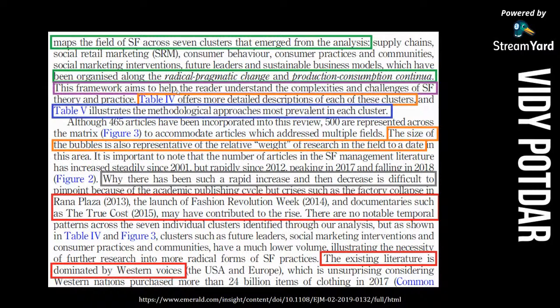This framework aims to help the reader understand the complexities and challenges of sustainable fashion. So the purpose of this framework is not just to group the literature, but the underlying objective is that this is a very complex field and we need some way of making it simple for people to understand. So that is what this framework aims to achieve. Table 4 offers a detailed description of each of these clusters. So an example of what table you could use.